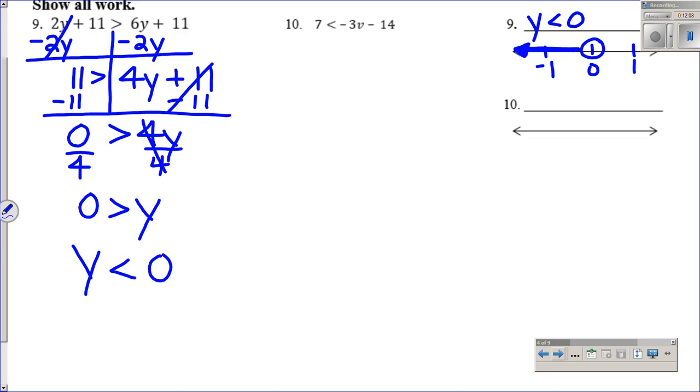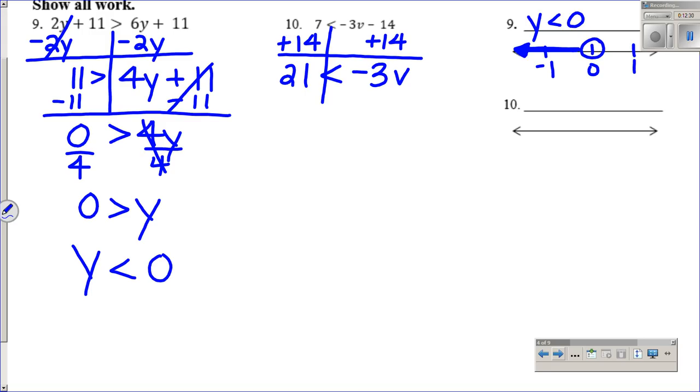Okay, number 10, I'm going to go ahead and separate my inequality. I see there's only one variable term. I need to move my constant, the minus 14, so we're going to start by adding 14 on both sides. 7 plus 14 simplifies to 21 is less than negative 3v.